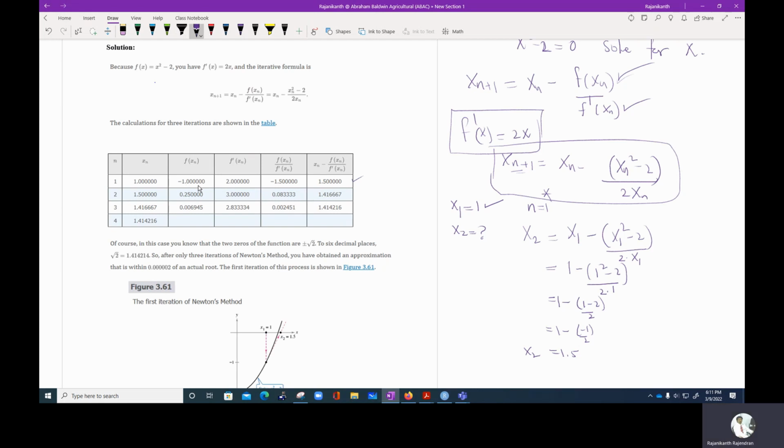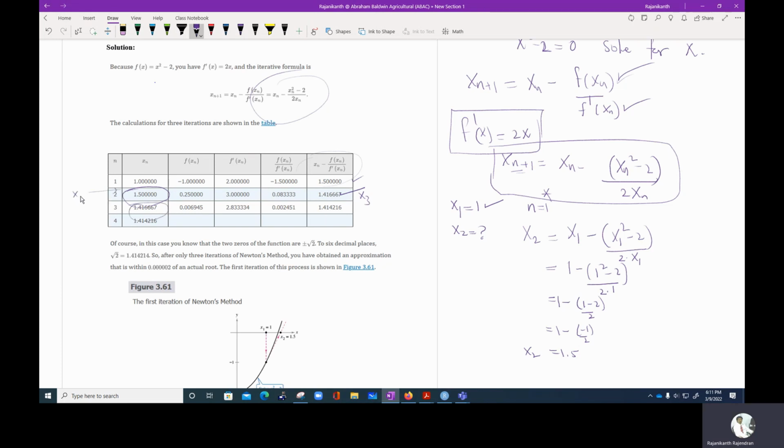You are finding f of xn and f prime of xn, and after that, using the formula, we find the result. So you got x2, where n is 2. We got x2 is 1.5. Once you have x2, keep on moving and you can plug in the values here and find x3. This is going to be x3 now, right?